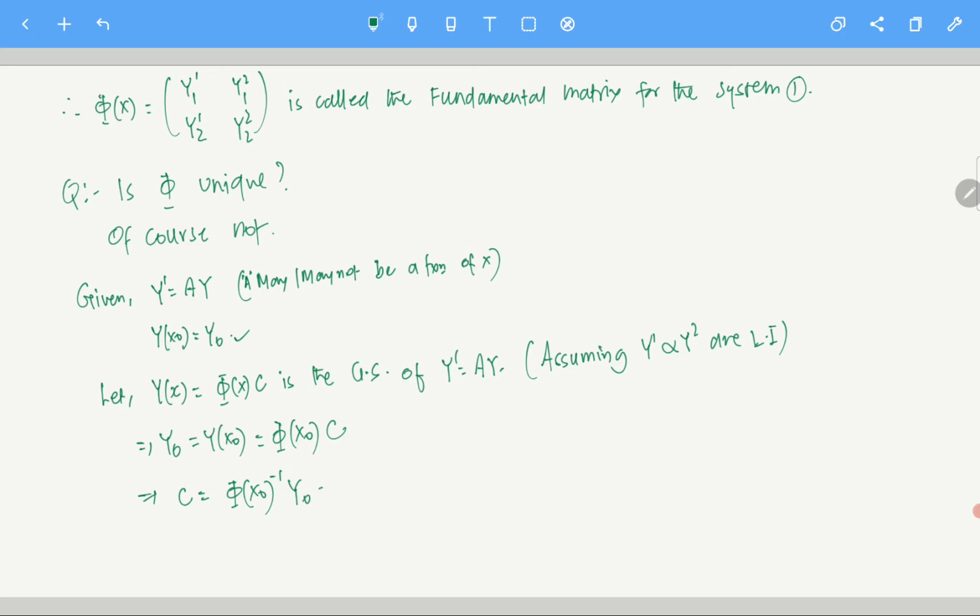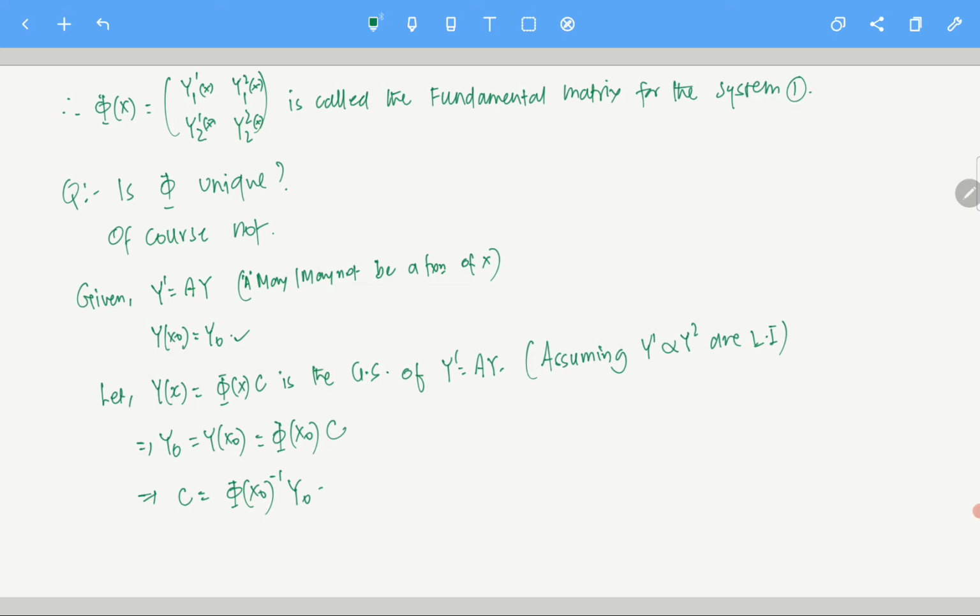Now, do you think that will work? See, phi at the point x is given by this, so this is a function of x. These are all functions of x. Now, at a point x naught, you have another matrix. Can you say that the inverse of that matrix exists? Of course it does.